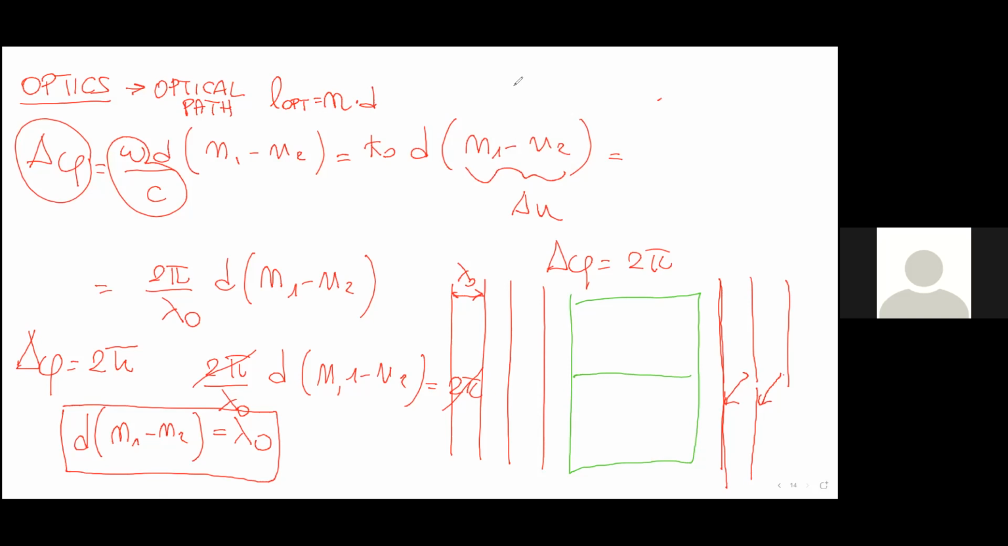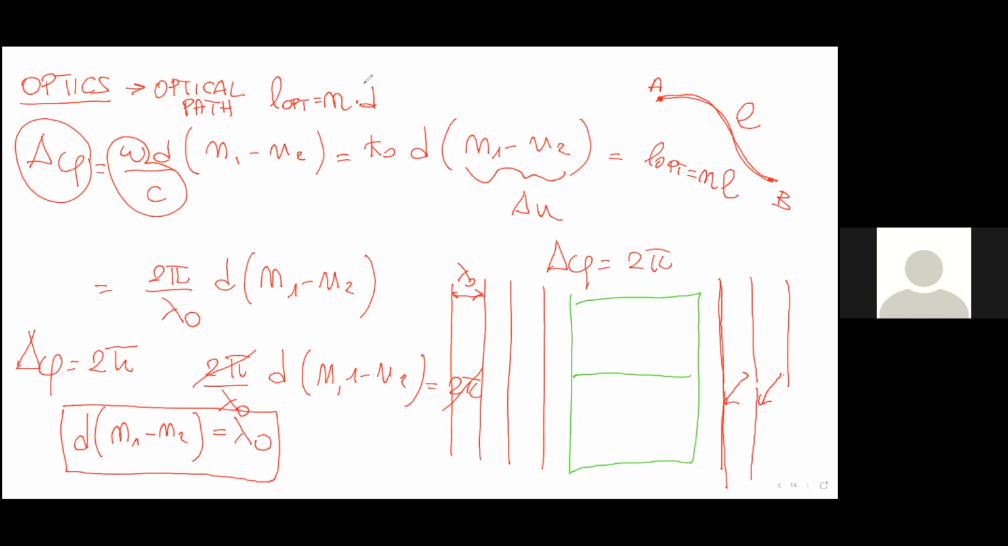So if you go from A to B, and the geometrical distance is L, you have an optical path, and we name it L, that is equal to the refractive index times the geometrical path. And the larger the refractive index, the greater this optical path. So the same geometrical distance corresponds to a different optical path.